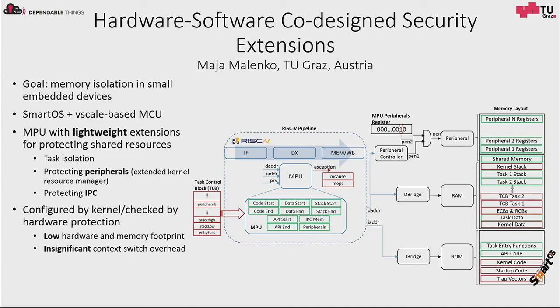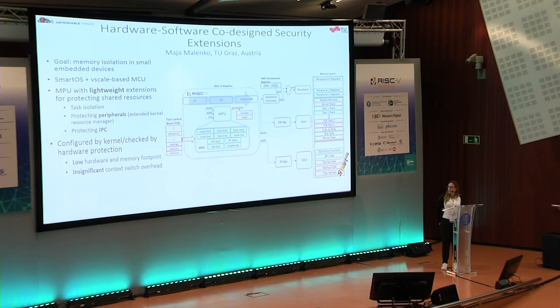And then on top of it, we ported our own operating system. It's called MC Smart OS. It's a real-time kernel with preemptive and prioritized tasks. And also, we developed an MPU, memory protection unit, which separates the code, the stack, and the data region of the tasks, as well as some API functions. So it's a basic MPU.